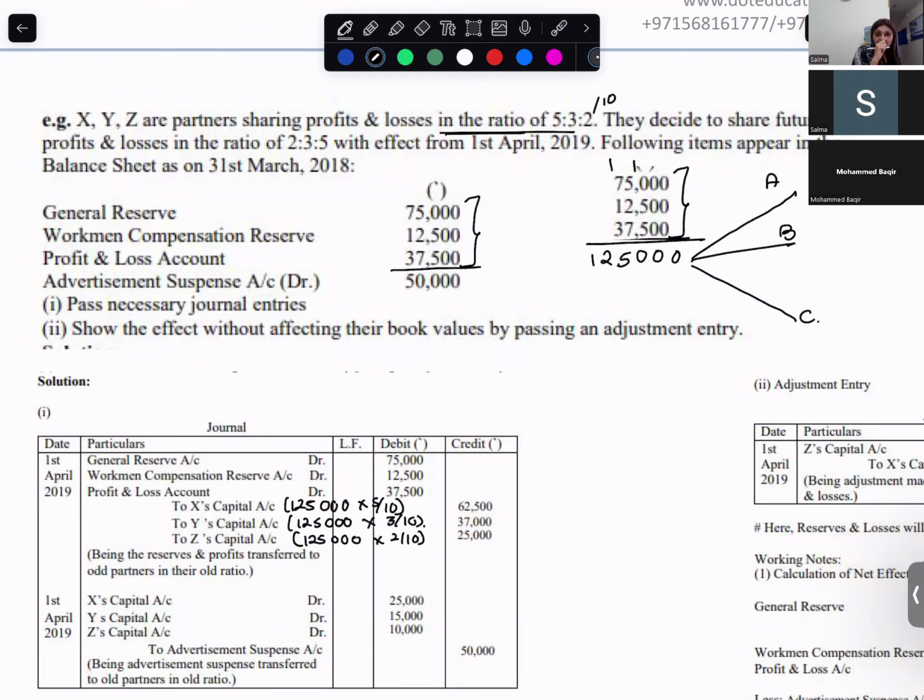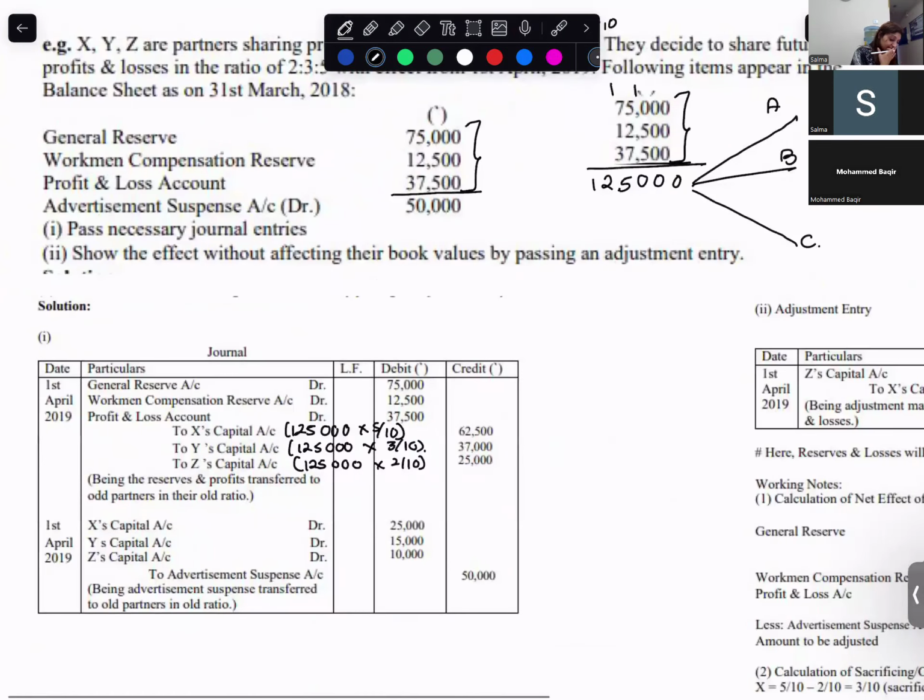Please be sure you need to do your calculations manually. You are not allowed to use a calculator. So you will do the calculations manually and arrive at the figures.